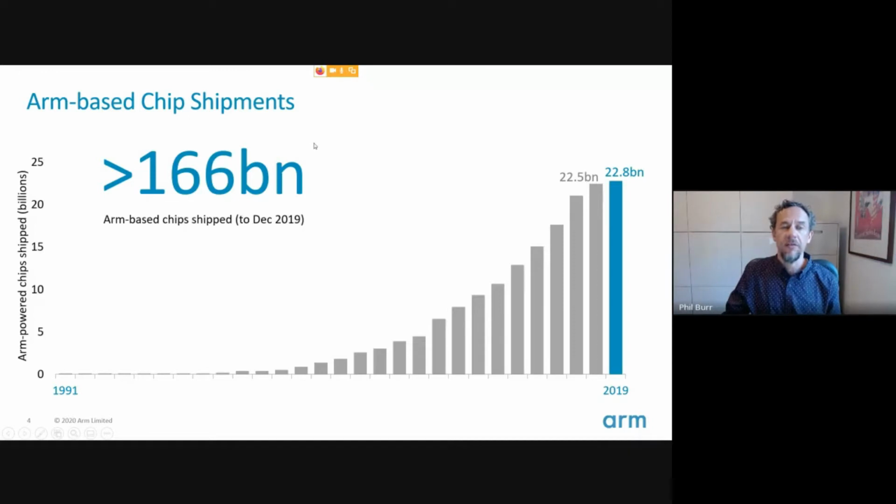Our partners have shipped an incredible number of devices. 166 billion devices have been shipped with ARM in them up to December last year. A huge number of devices. If you think about the number of people on the planet, that's a fairly big multiple of that. A good explanation is that most people have a fair few ARM devices with them or near them at any one moment in time, and that number continues to increase.